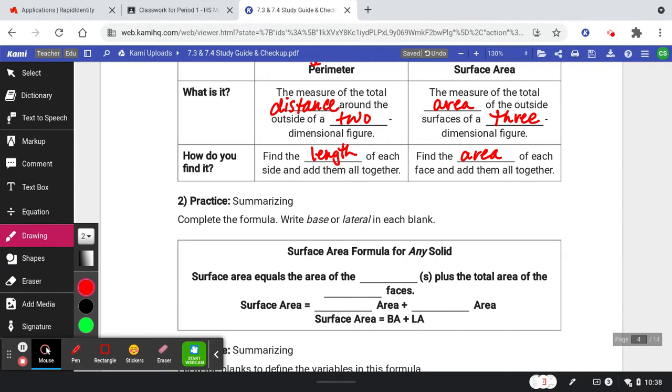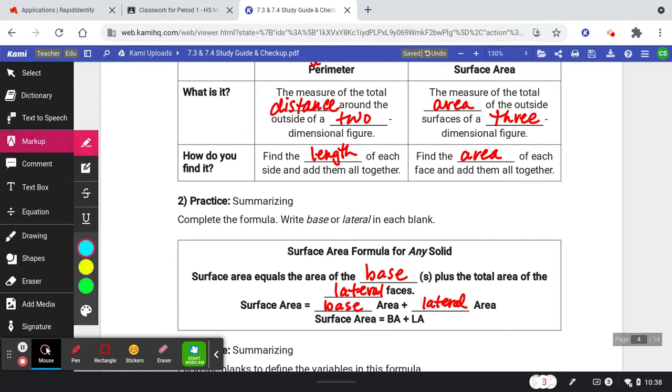So we get this surface area formula for any solid, where the surface area is equal to the area of the base or bases, plus the total area of the lateral faces. And what does lateral faces mean? It just means the sides. So we've got the base area plus the lateral area. And so surface area is equal to BA plus LA. That's our abbreviated formula. There it is. Surface area formula for any solid.